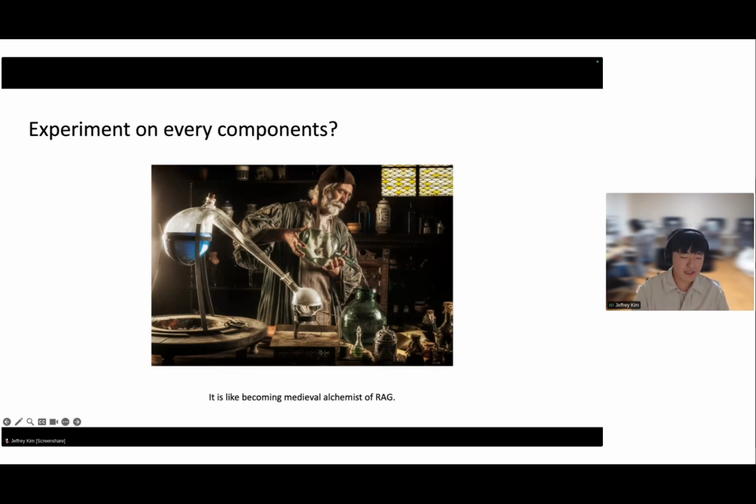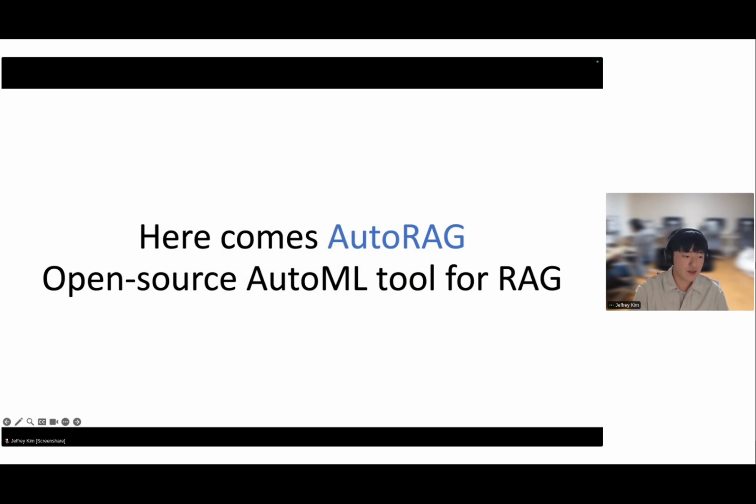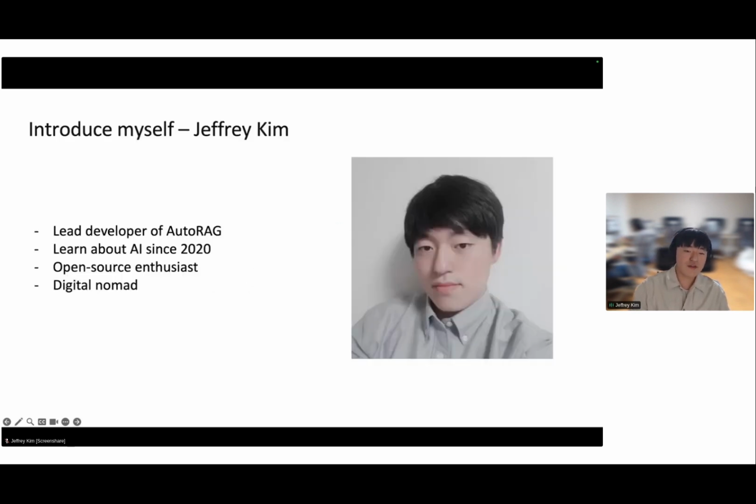So to resolve this problem, here comes AutoRAG. AutoRAG is an open source AutoML tool for RAG, designed to resolve that kind of problem. I want to introduce myself. I'm Jeffrey Kim, the lead developer of AutoRAG. I have been learning, studying, and researching AI since 2020. I love open source, so I like making and using open source. So AutoRAG is open source.